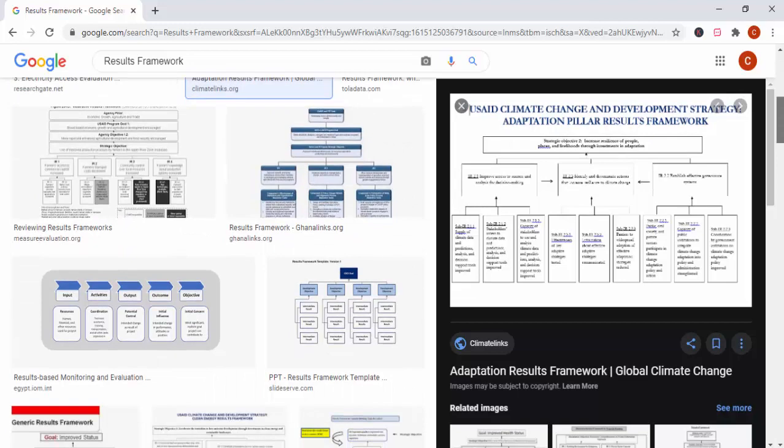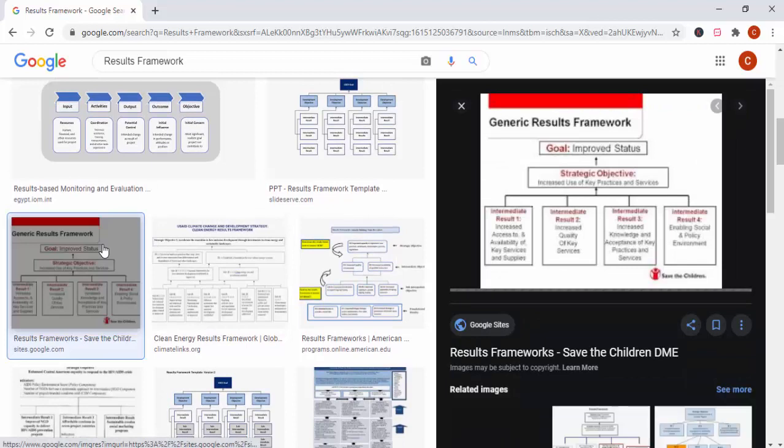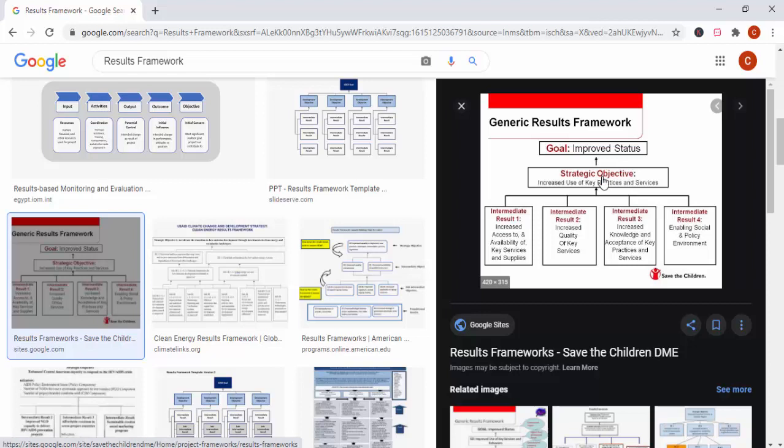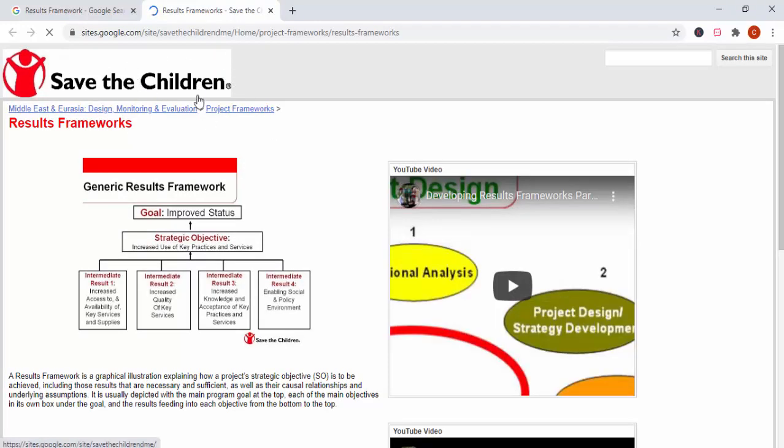All right, now let me look at another example. We've seen the USAID example. Could there be any other? Okay, let's look at this one. They are calling this the generic results framework. Okay, so generic in the sense that this is what is commonly used. So Save the Children also uses the same. They have the intermediate results, strategic objective, and goals. And you don't need to have just one strategic objective. You can have even 2, 3, 4 strategic objectives, but below each strategic objective, you have an intermediate result.